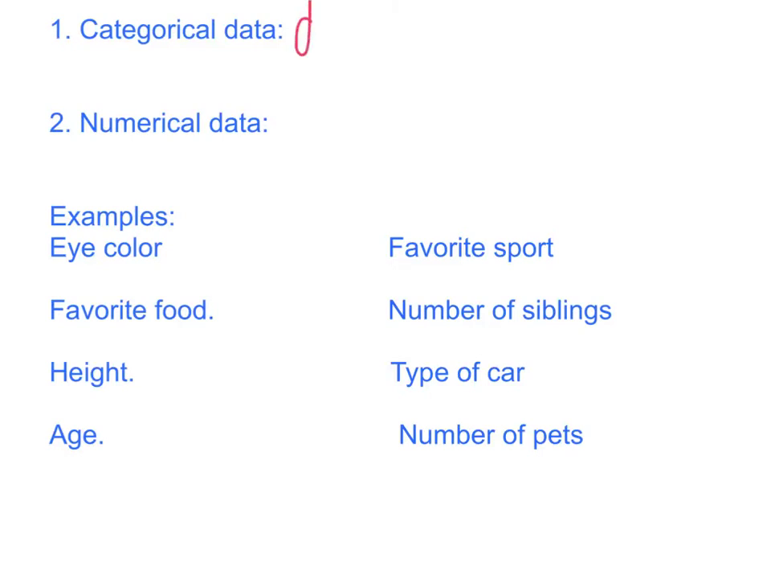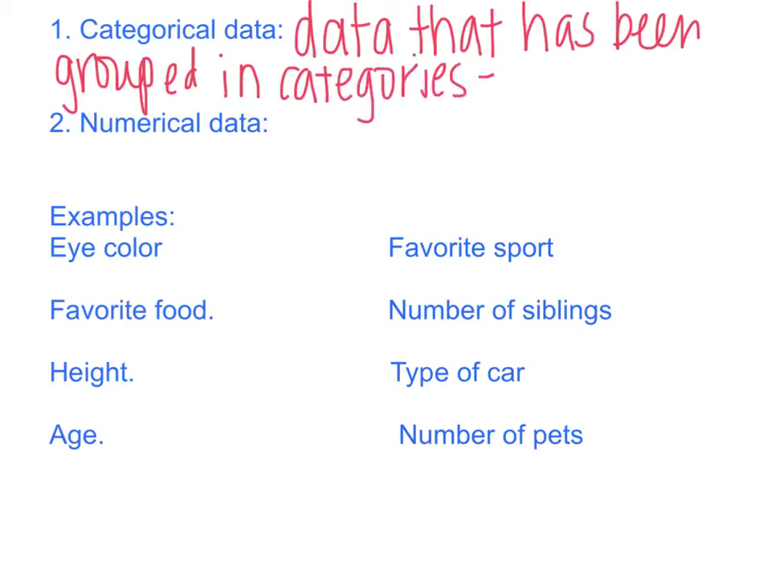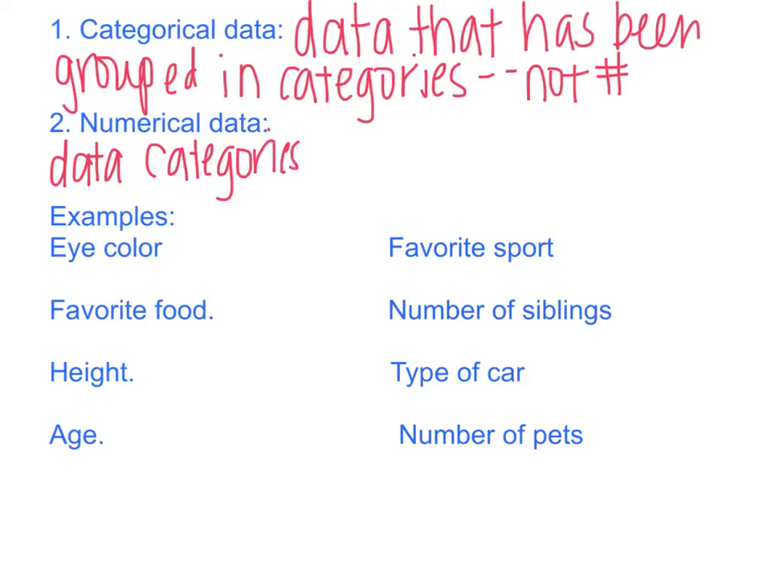This is data that has been grouped in categories, not numbers. And numerical data is numbers that are grouped together. So data categories, described by numbers.